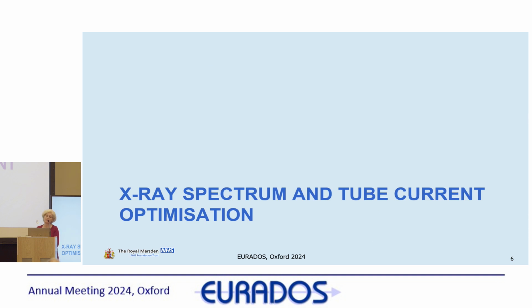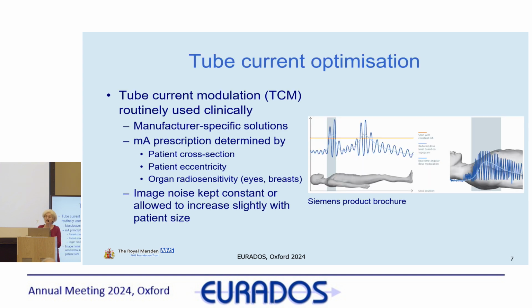So what I want to do in this talk is go through the various ideas that were put in during that summit and just try and capture where we're at in the journey. So let's start off with the optimization of the X-ray spectrum and the tube current. Now, tube current optimization is the first thing I want to talk about, because even as the summit took place, tube current modulation was pretty much ubiquitous in the clinic.